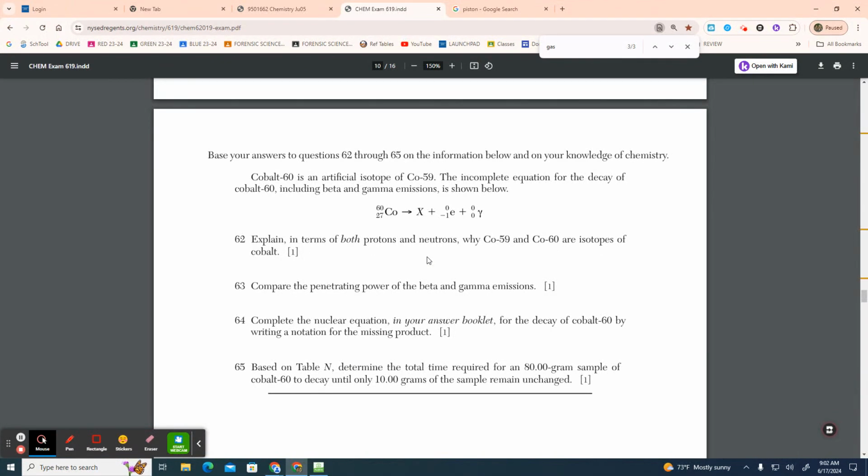Compare the penetrating power of a beta and a gamma emission. Gamma has the greatest penetrating power, and beta has less. Alpha has the least, and beta is in between.